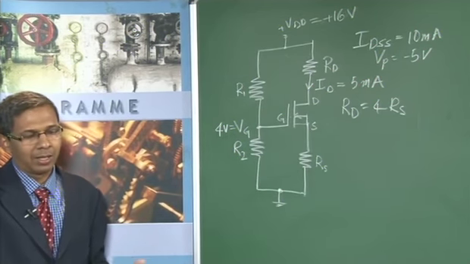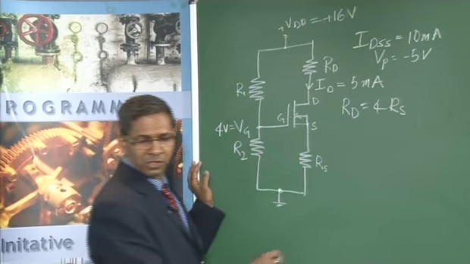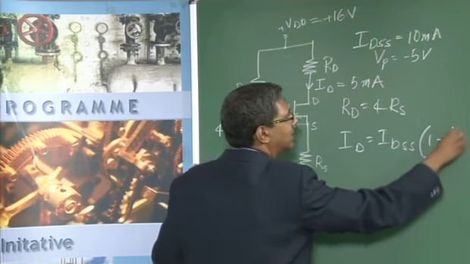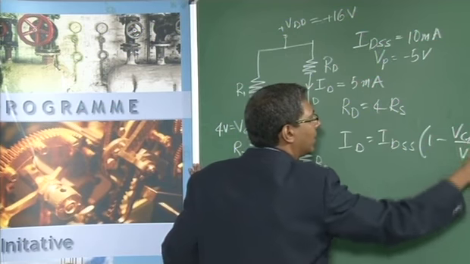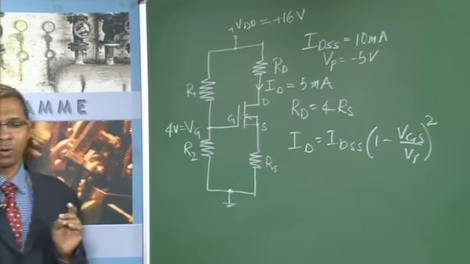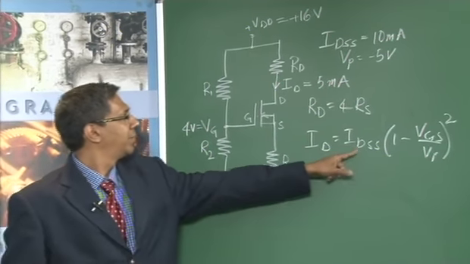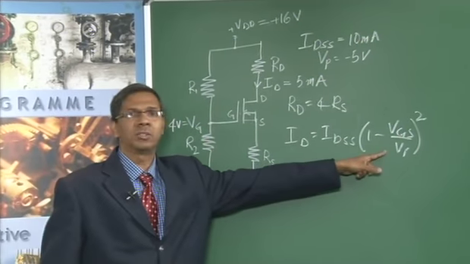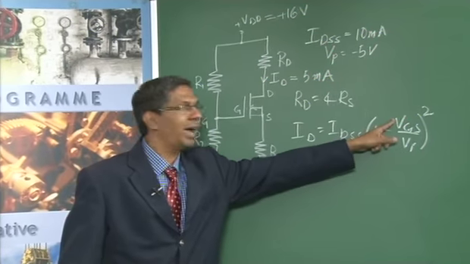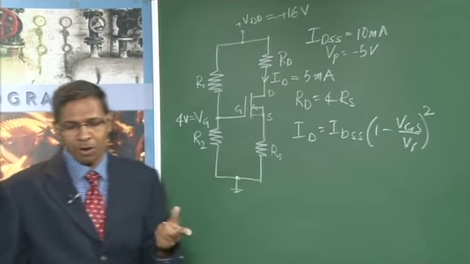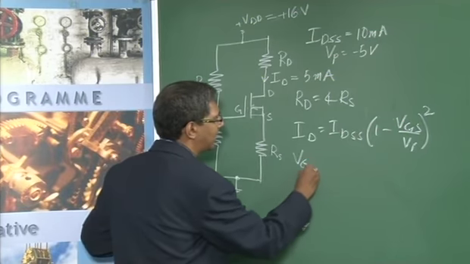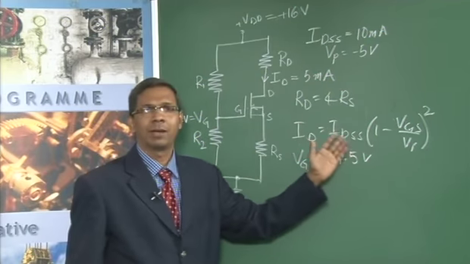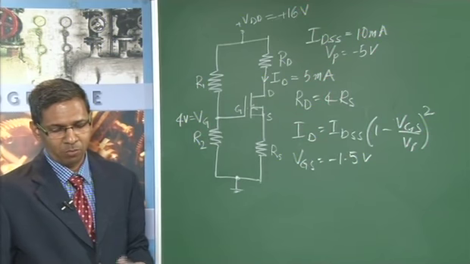Now let's straight away start applying the drain current equation. So what is the drain current equation? The drain current equation is ID is equal to IDSS times (1 minus VGS upon VP) whole square. What all we know here? We know ID given, we know IDSS given, VP is known, VGS unknown. So putting everything in, the only unknown is VGS. We can solve for VGS and we get VGS as minus 1.5 volts. You just have to substitute everything. What is left is VGS, which is minus 1.5 volts.